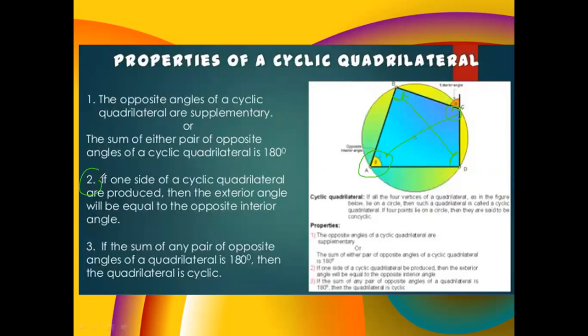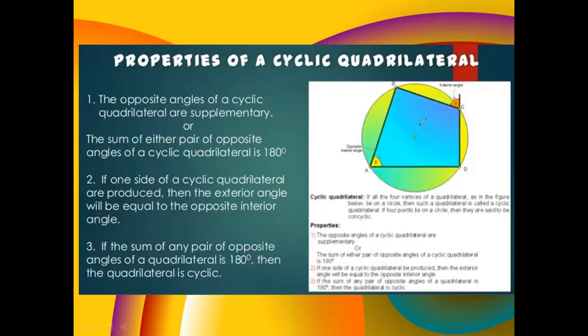If one side of a cyclic quadrilateral is produced, then the exterior angle will be equal to the opposite interior angle. That is property number two. If one side of the cyclic quadrilateral is produced, then the exterior, meaning outer, angle will be equal to the opposite interior, inside angle. So what does this mean?